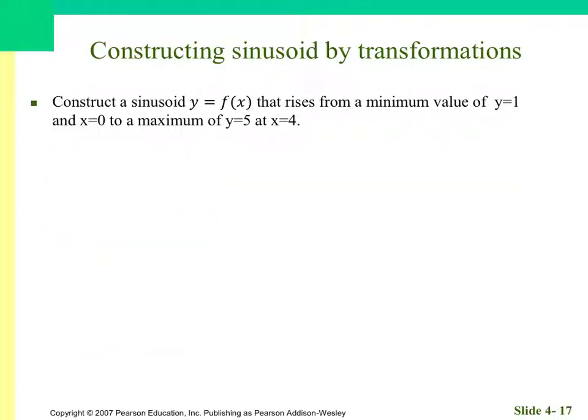Let's try one more. It says construct a sinusoid f of x that rises from a minimum value of y equals 1 at x equals 0 to a maximum value of y equals 5 at x equals 4. Okay, so A. Max minus min divided by 2 is 2. And it's negative 2 again. Why? Because it starts at a minimum. C. Max plus min divided by 2. So it's 3. Now, to go from the minimum to the maximum, it takes 4. So our period is 8.